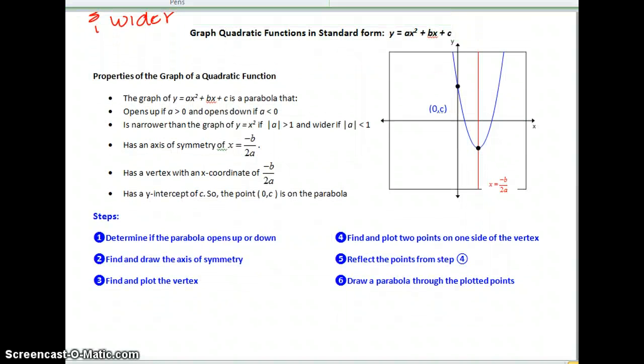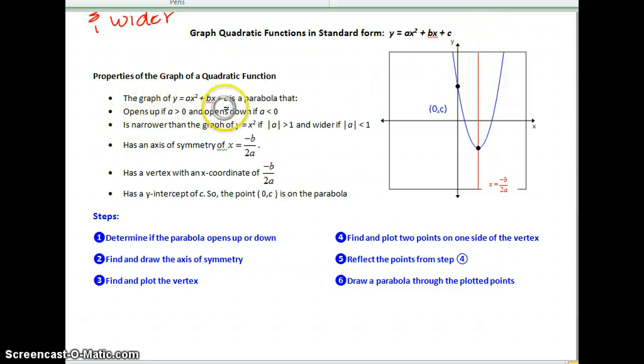So that graph was nice and user-friendly because the vertex was at 0. So you just picked a couple numbers below it and above it, like 1 and 2 and negative 1 and negative 2. That does not happen all the time. It's actually quite rare. So a lot of the times they'll be in standard form, y equals ax squared plus bx plus c. So a couple things I want you to notice here.